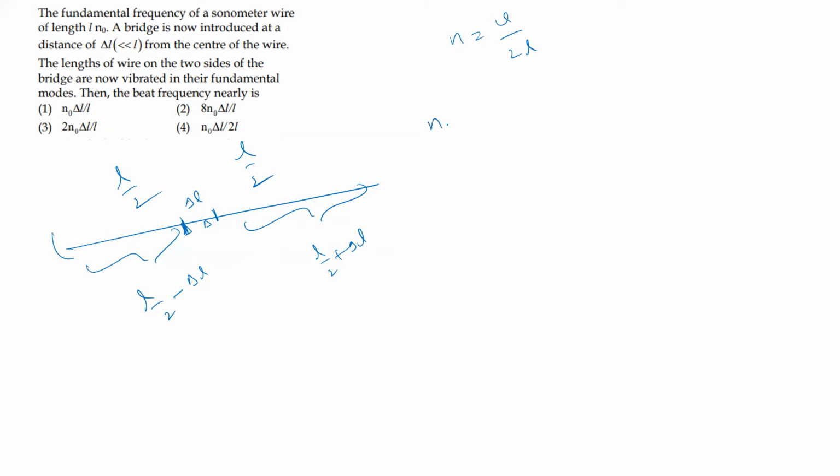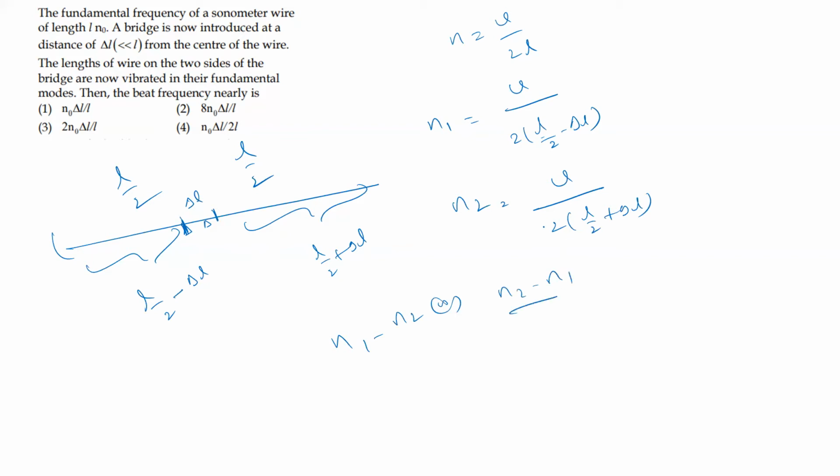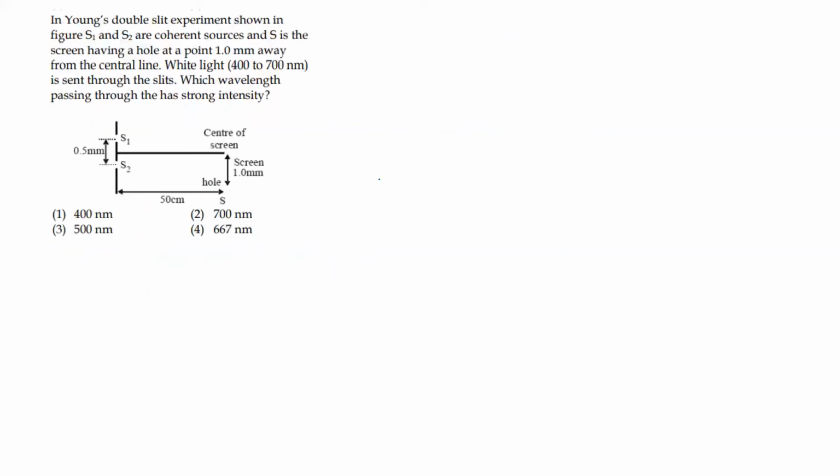Now the new frequency N1 for the first one is V by 2 into L by 2 minus delta L. Second is N2, this is V by 2 into L by 2 plus delta L. What is the beat frequency? Beat frequency is N1 minus N2, or you take it N2 minus N1. Solve it, you will get the answer. You have the N1 and N2 equations. If you do it, you will get the answer. What do you get? 8 N0 delta L by L.